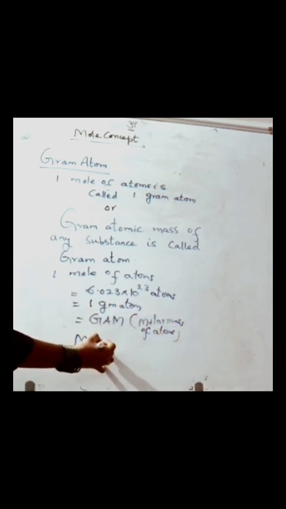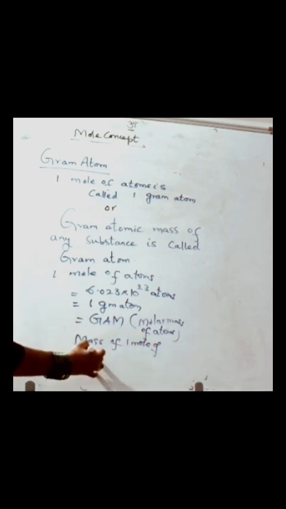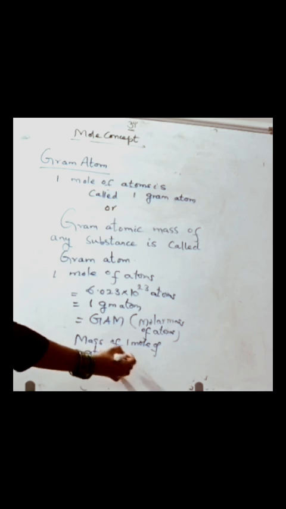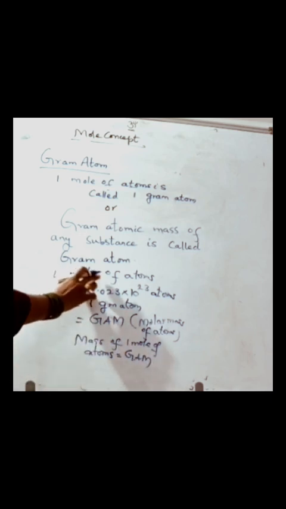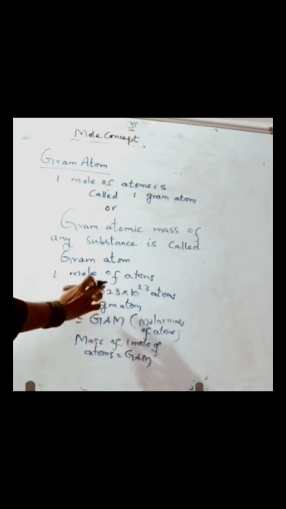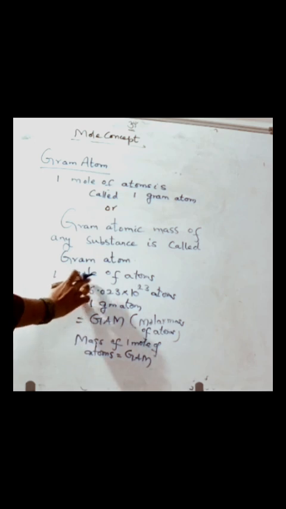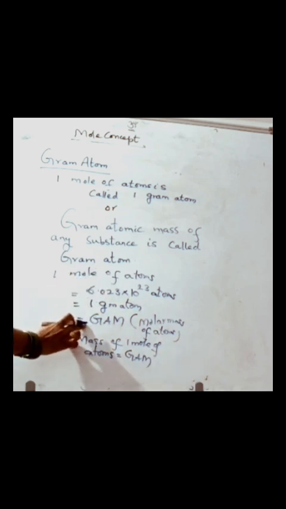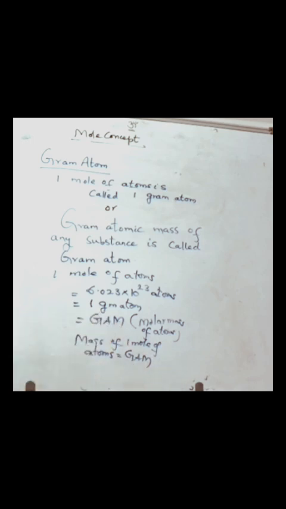Mass of 1 mole of atoms is called gram atomic mass. 1 mole of atoms contains Avogadro number of atoms. It is also called 1 gram atom, and the mass of 1 mole of atoms is equal to its gram atomic mass.